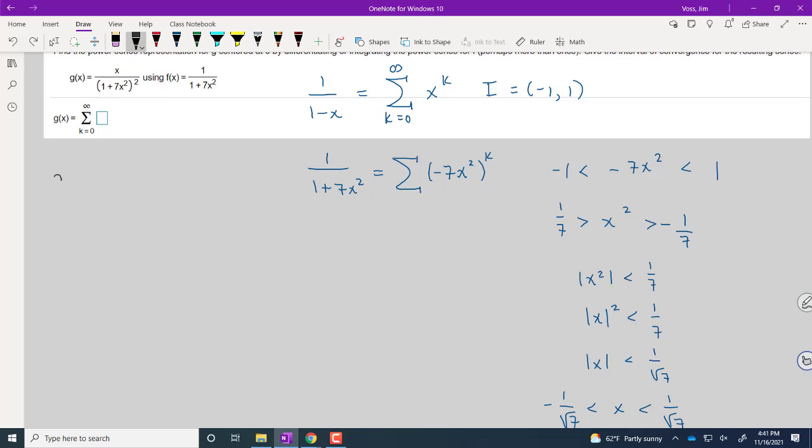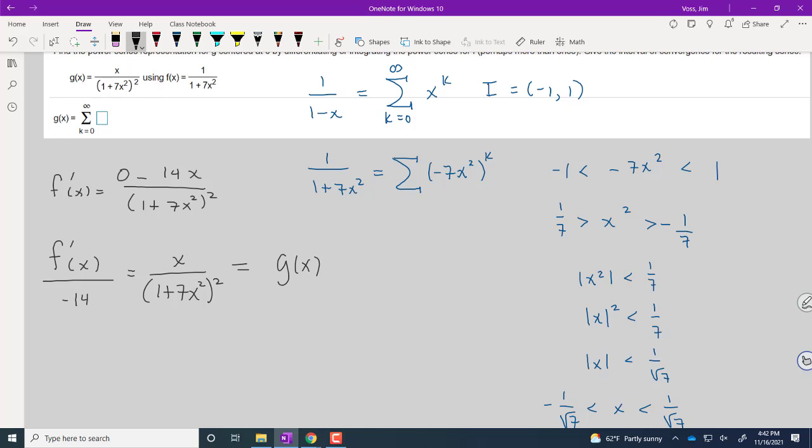So if we look at F prime, it's a ratio, so we'll do quotient rule. Low D high is 0, minus high D low over low squared. So there's our derivative. It's not quite G, but it's close. If we divide both sides by negative 14, then we have x over 1 plus 7x squared. And isn't that exactly g? So this is the formula that tells us how to get a power series for g. This says to get a power series for g, take the power series for f prime and divide by negative 14.